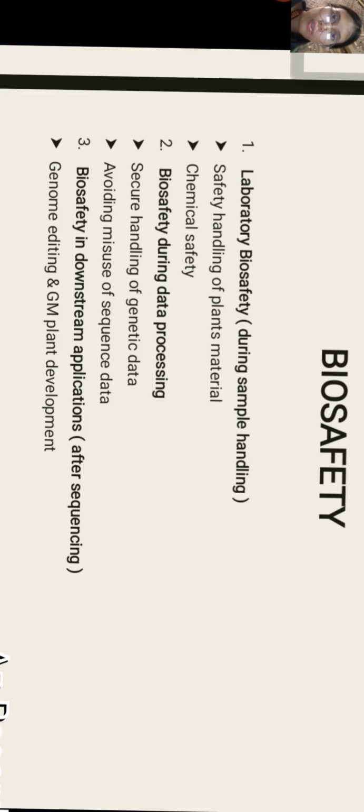Next is genome editing and GM plant development. Making changes in plant genes, like with CRISPR, must be done safely and responsibly. Why? Because if it's not done properly, GM crops could harm the ecosystem or spread uncontrolled threats. So make new GM plants safe.